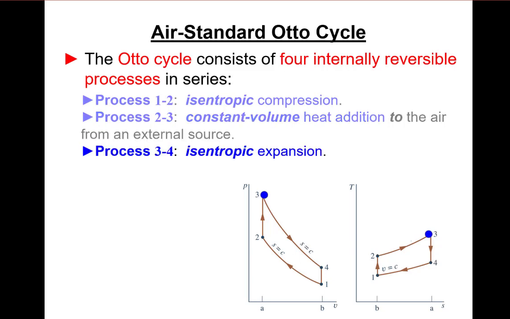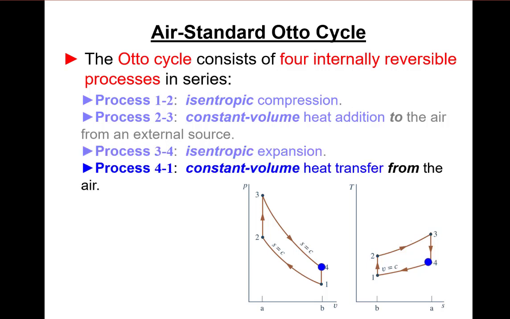And then we have this expansion. This is the whole reason we run the engine, right? This is like the spark going off, the fuel gets ignited, it tries to expand, and it pushes that piston down. So now we're producing work. This is our power stroke, and it happens isentropically. So again, delta S is 0.